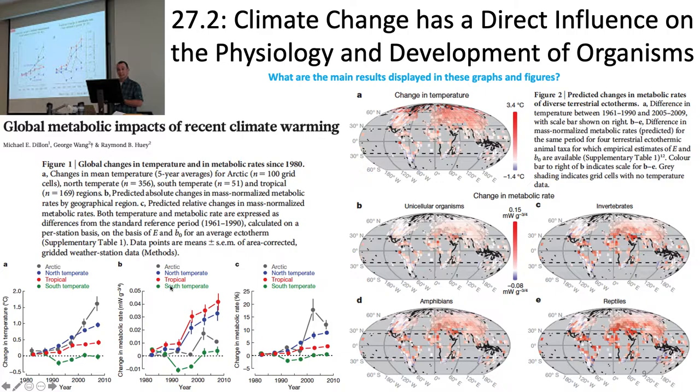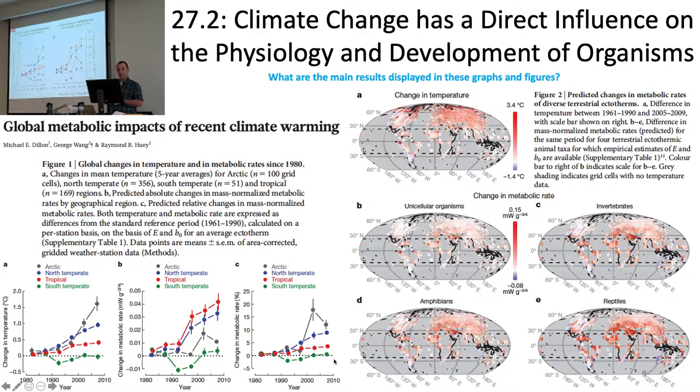So let's look at these global changes in metabolic rates. This first graph is looking at changes in mean temperature. You can see, as we already showed before, Arctic areas are dramatically increasing in mean temperature over time. The south temperate and tropical regions are not changing as much. But if you look at these predicted changes in metabolic rates across a variety of different ectotherms, you actually see greater predicted changes for ectotherms that live in tropical and north temperate regions and not so much in the Arctic and south temperate, at least for this graph here.